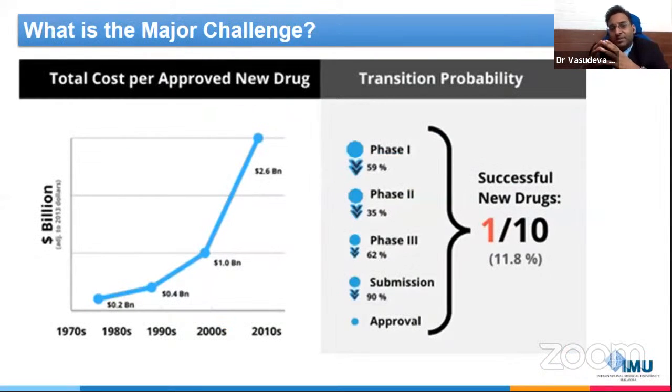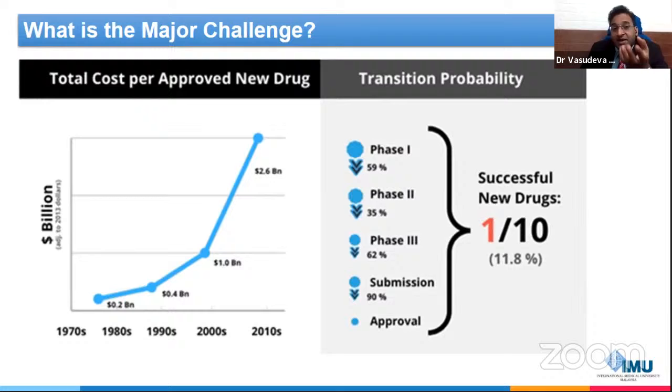Moving on, what is the major challenge? As I mentioned just now, the transition probability is the major challenge. However, from 1970 to the 2010s, the scale of the expenditure associated with drug discovery has already reached 2.6 billion. So the cost effectiveness and the smooth transition gap should be covered. So what is the best strategy to cover these two?